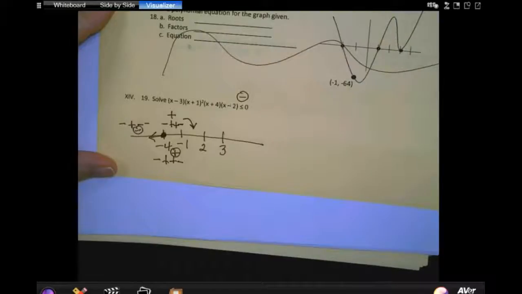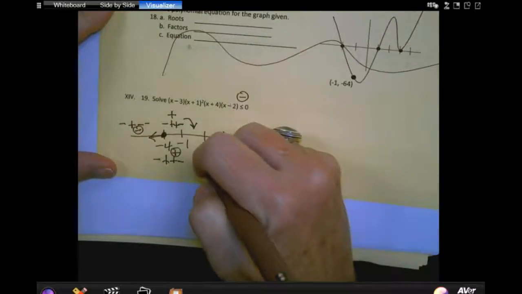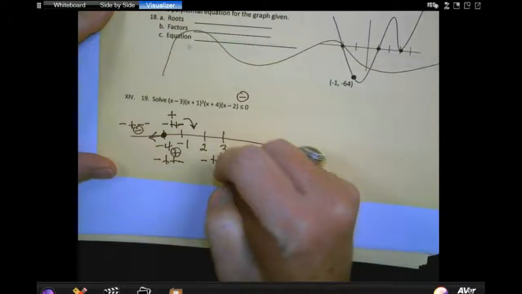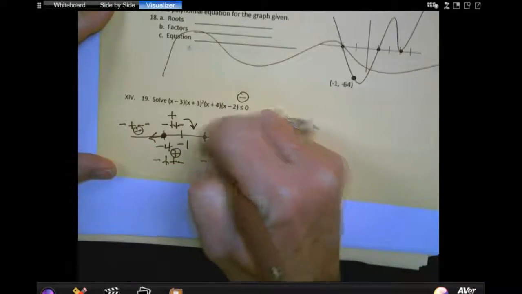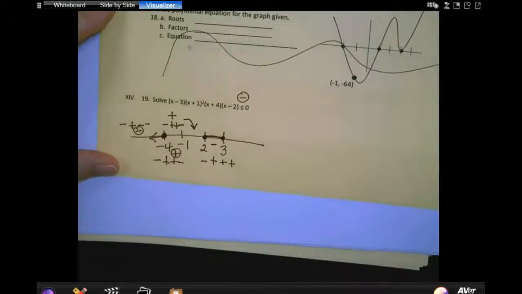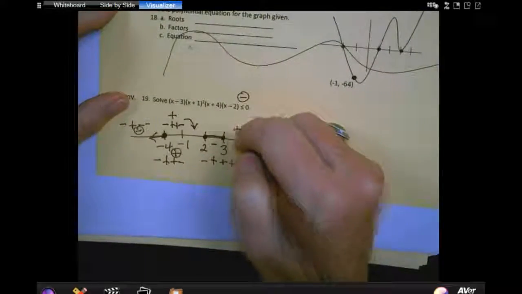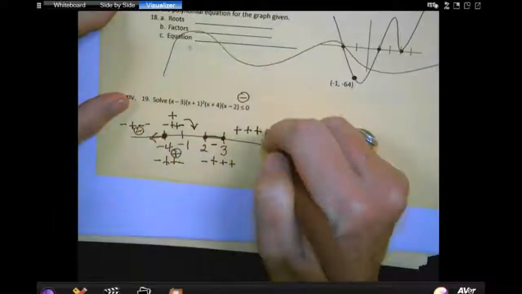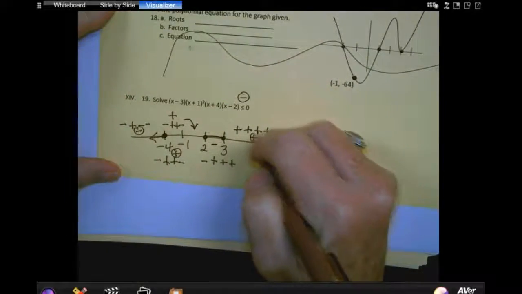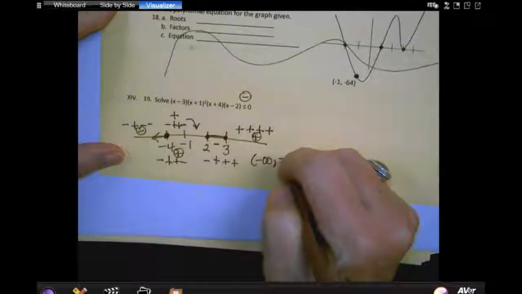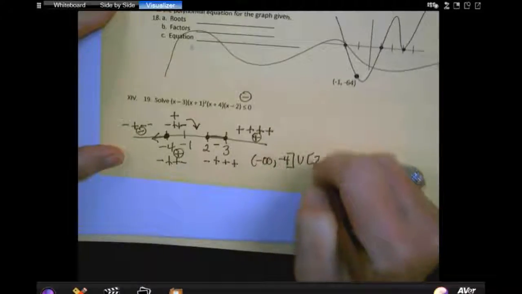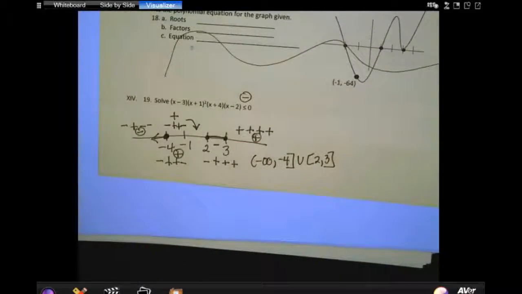So what am I going to test between 2 and 3? All right. So 2.5 gives me negative. That gives me positive, positive, and positive. So this is negative. So this gets included. Let's try one more. 4. That gives me positive, positive, positive, and positive. So this is positive, and it's not included. So my answer is from -infinity to -4 with 2 to 3. If it doesn't have a line, but that does have a line, so it's a closed circle.